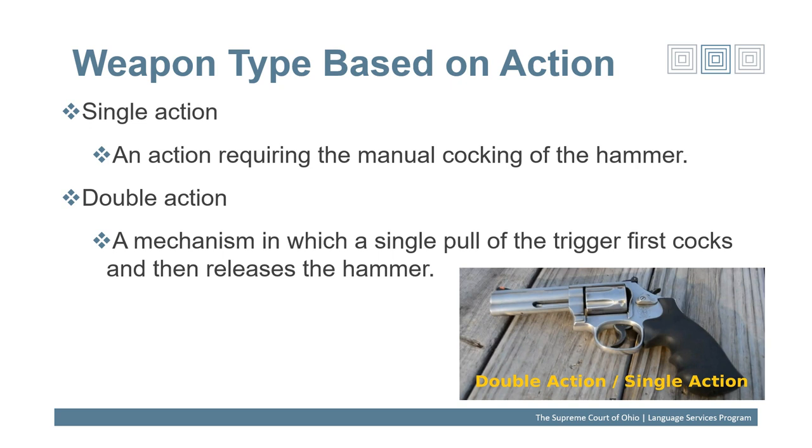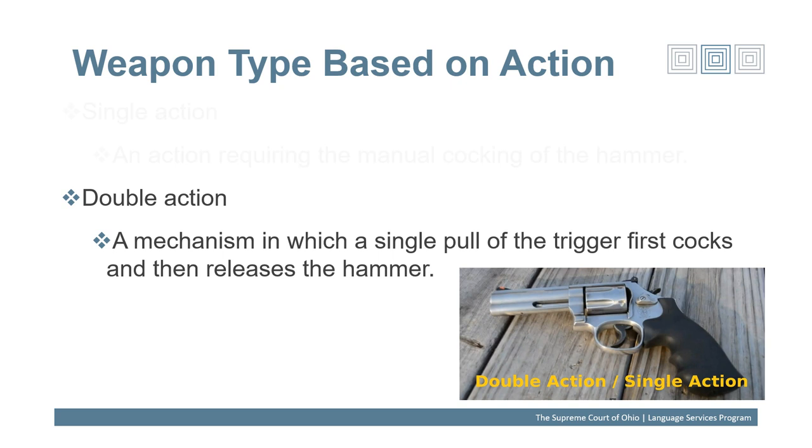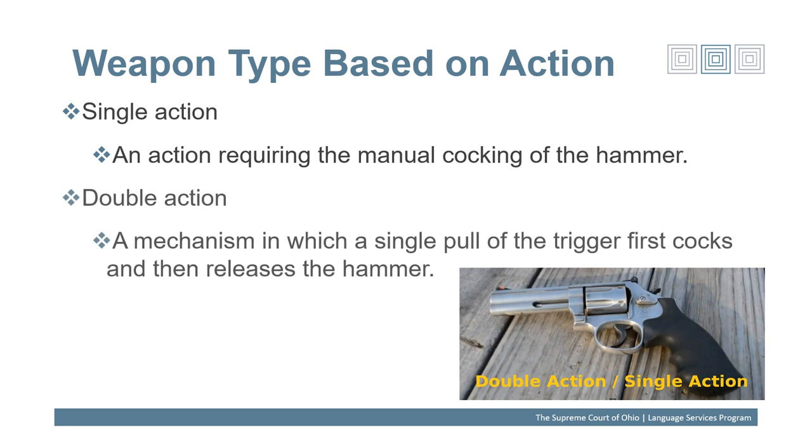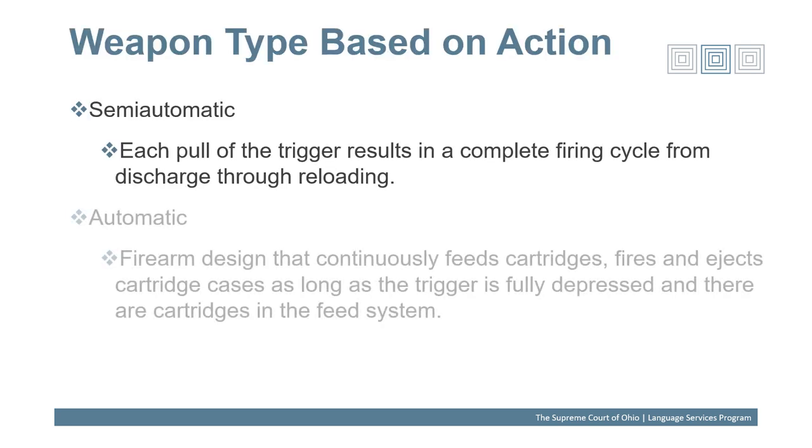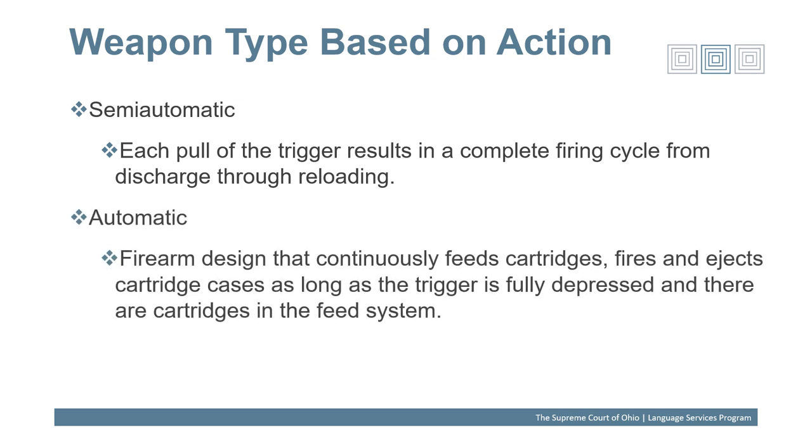Or instead, the weapon can be semi-automatic. Each pull of the trigger results in a complete firing cycle from discharge through reloading, or automatic, a firearm design that continuously feeds cartridges, fires and ejects cartridge cases as long as the trigger is fully depressed and there are cartridges in the feed system.